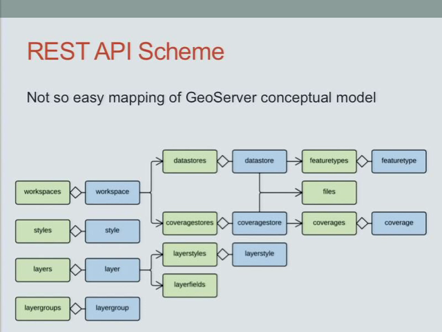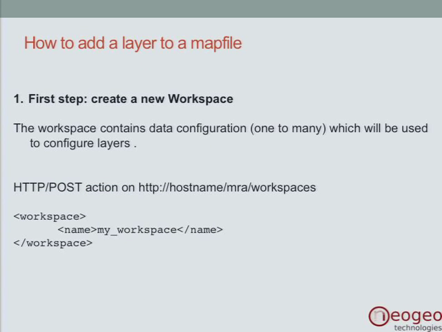So, examples. First, you need to create a new workspace. If you don't have a UI, for example MapServer Studio, to build a map file, you can use this. You first have to declare a workspace, which will make a map file. The workspace contains data configuration, which will be used to configure layers. So you make an HTTP POST action on your server at MRA workspaces, and you just send the name for the workspace, and it will create my workspace.map file.